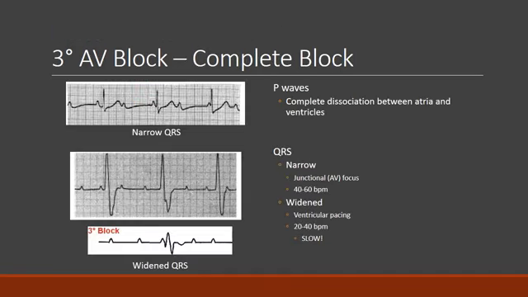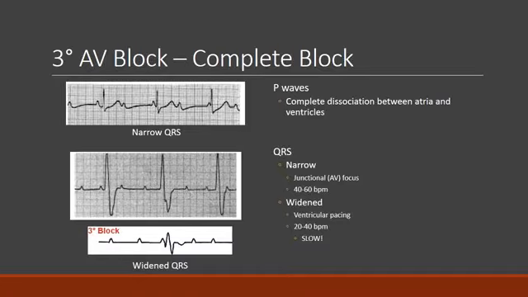Next, we'll look at third-degree heart block, otherwise known as complete heart block, and here what we see are the P waves, which are completely dissociated from the ventricular response. So we see the atria doing their thing, and then essentially the ventricles are doing their thing, and they're totally not coordinated at all, and that's especially problematic.